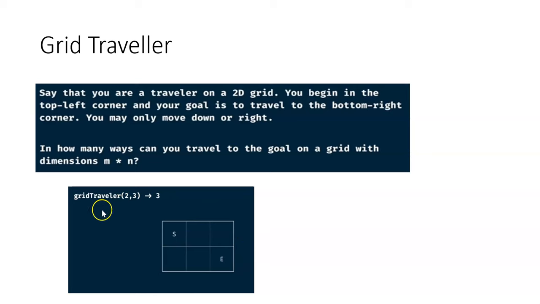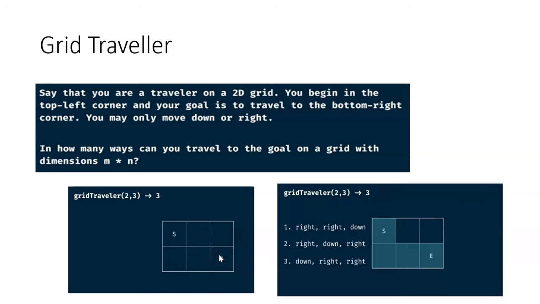One is from S, you move all the way horizontal, go to E. Or from S, move one step to the right, one step down, one step to the right. Or move from S down and then move all the way right. So there are three ways you can do it. So right, right, down, down; right, down, right; right, right. There are three ways you can do it.